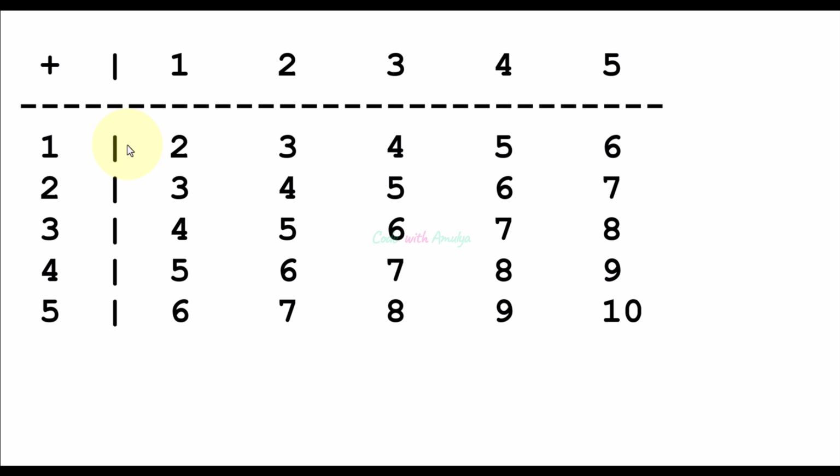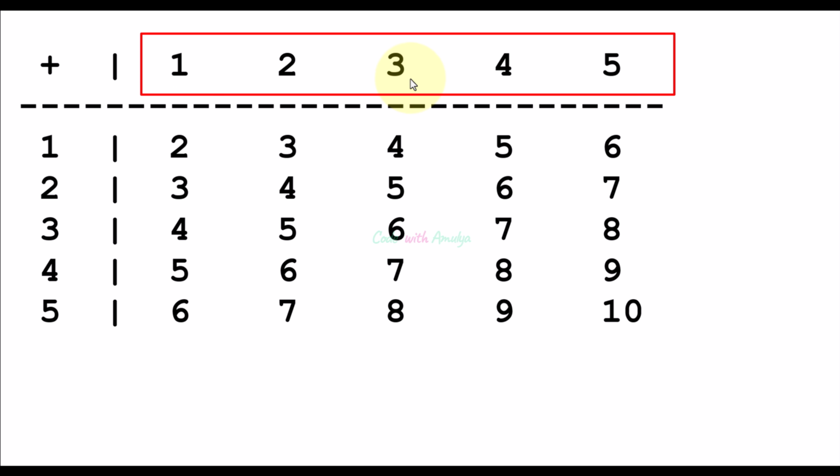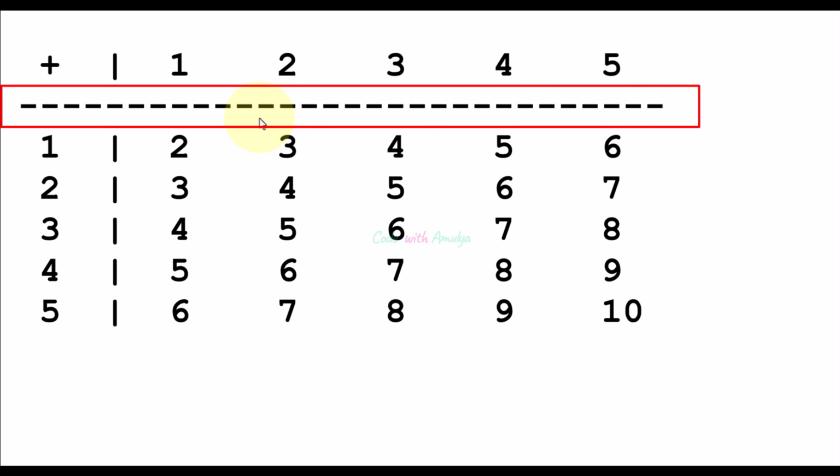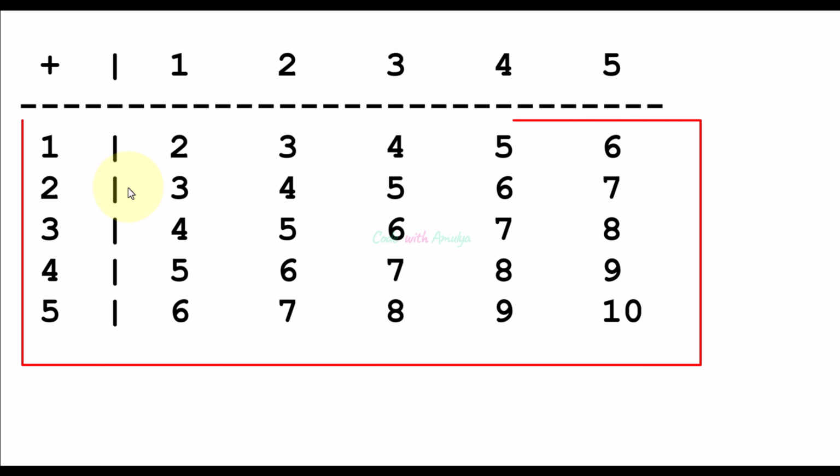Next, I'll divide the output into 4 sections to make the code easier to write and manage. So the first section is this plus operator or symbol, and this. And the second part is the column numbers. Then here we want to print this line, that is the third section. And the last section is this one.